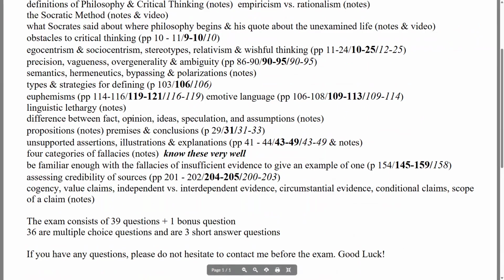The difference between fact, opinion, ideas, speculation, and assumptions. We said that we can find all of these potentially in an argument. So it's good to be able to understand what each of them implies and means.